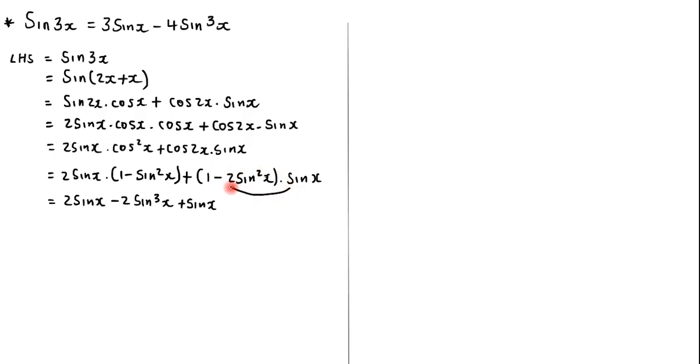Let me just do it this way. So I took this, multiply with that, and then took it again, multiply with this term here, which is this one, it is minus 2 sine squared x. So this gives me minus 2 sine to the power of 3x.